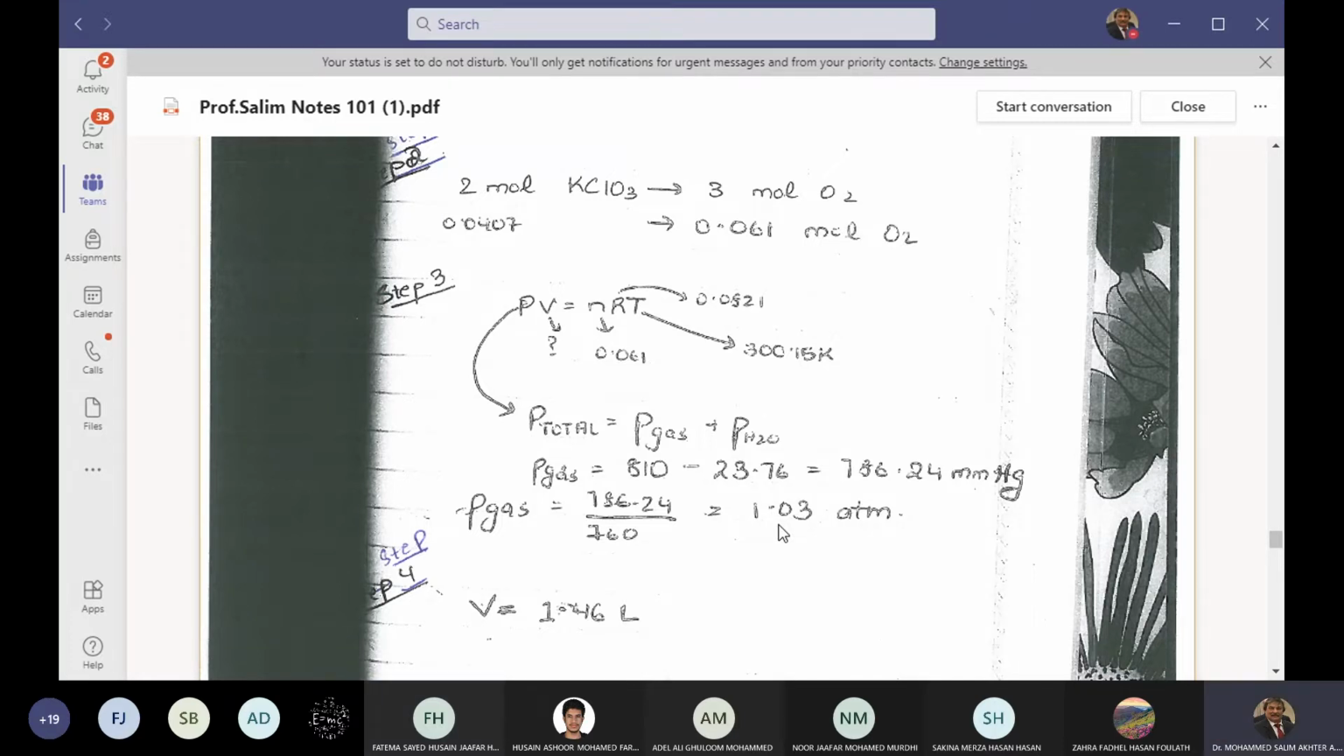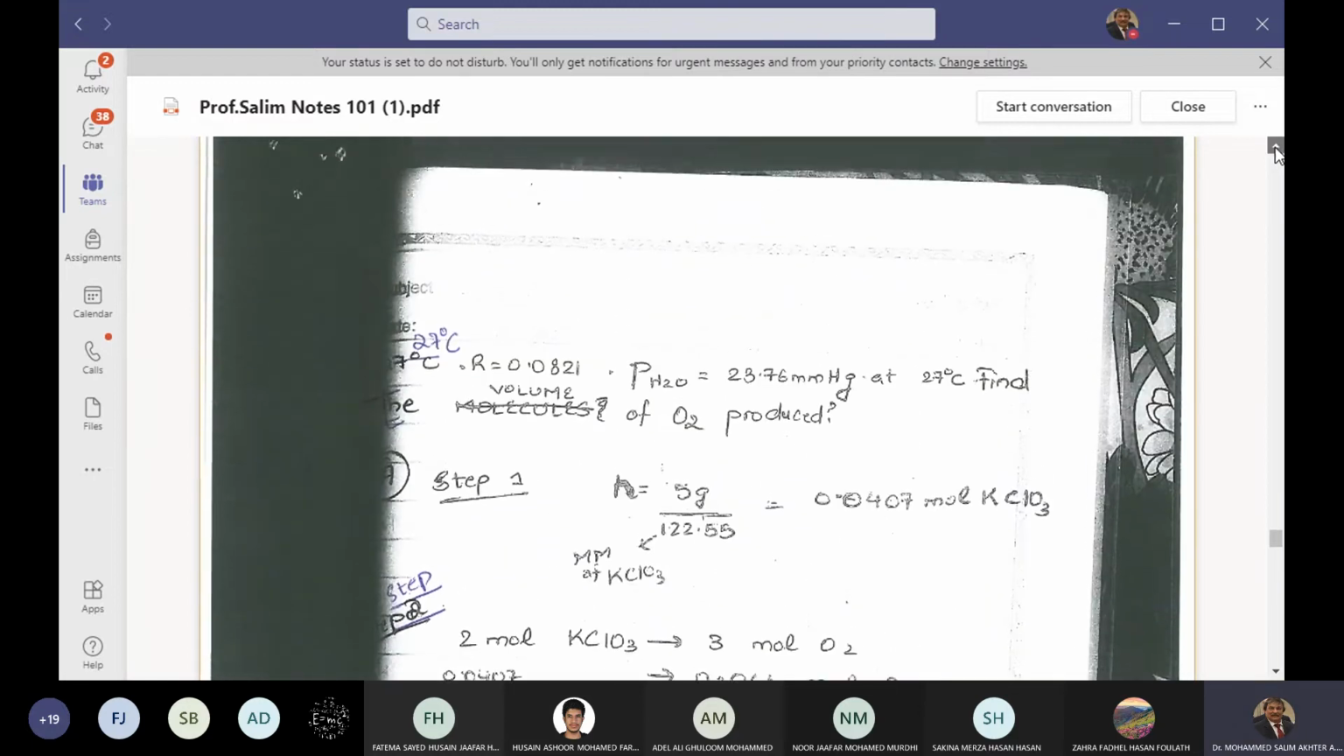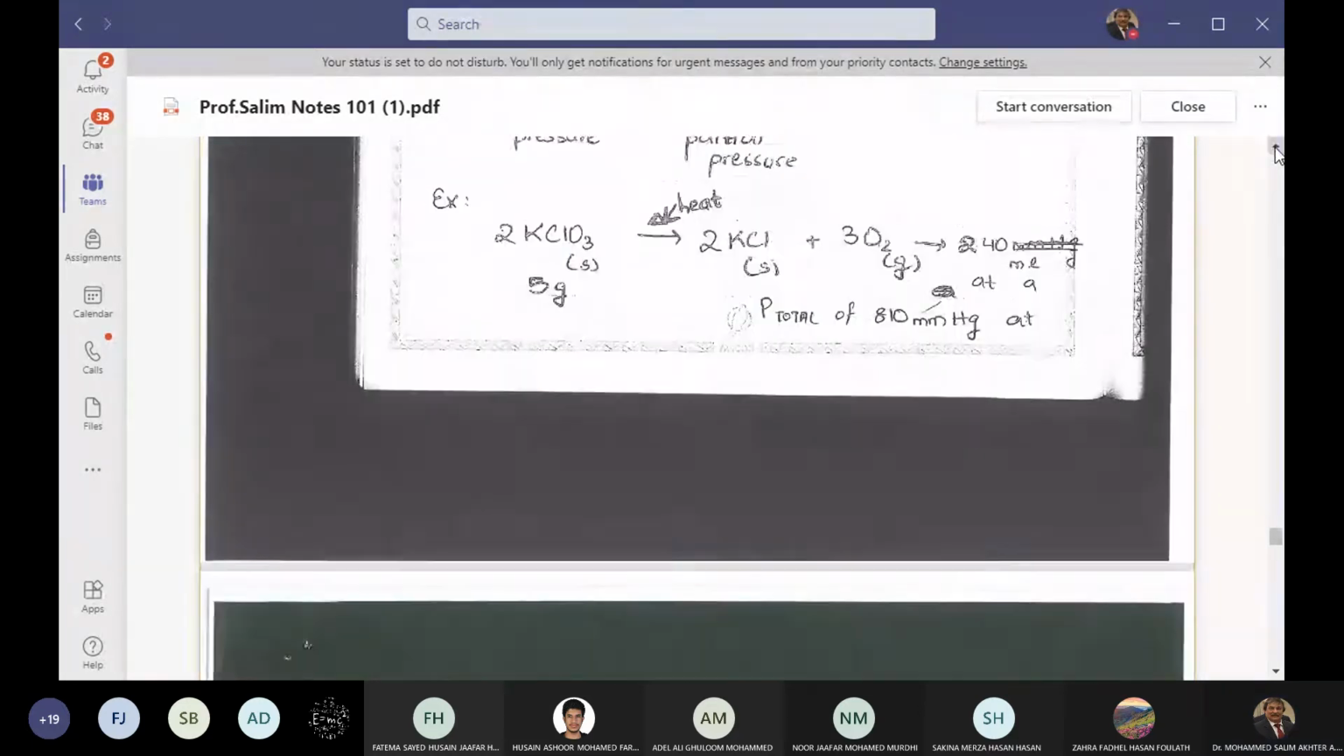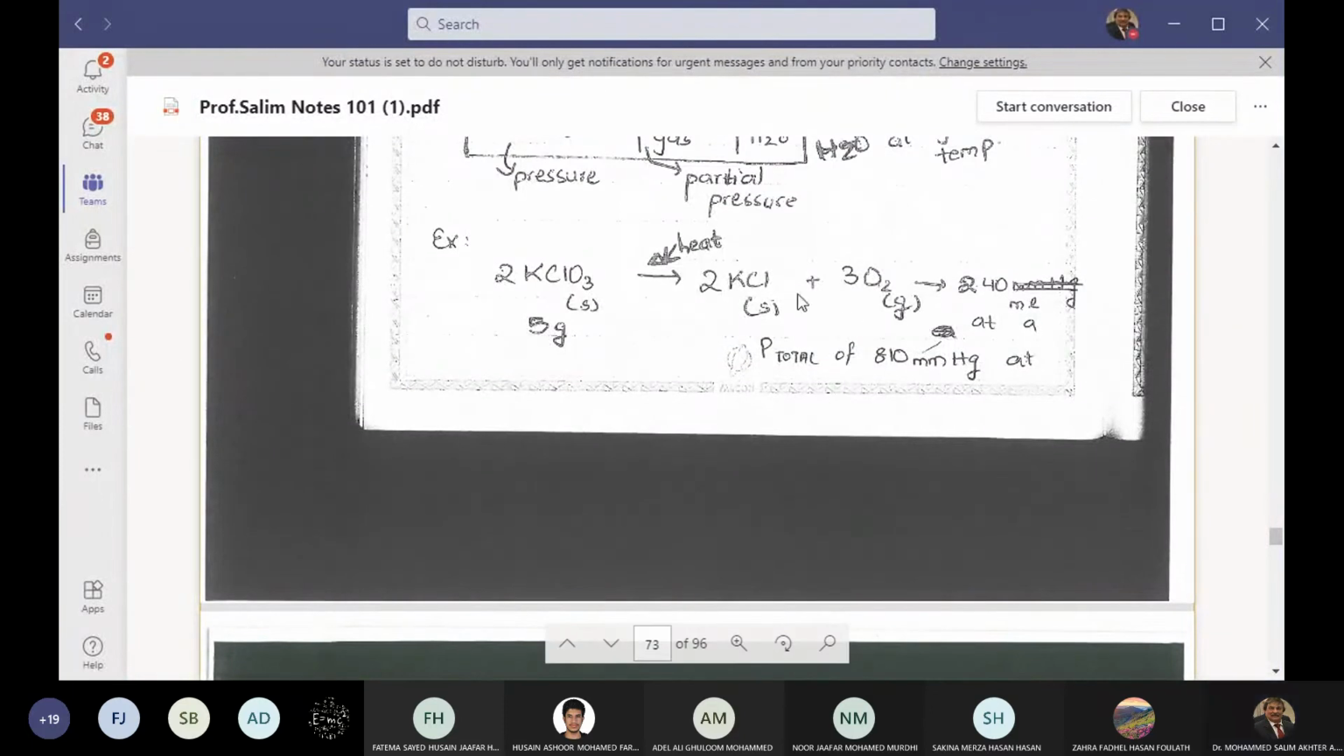Yes, doctor. From where did I get 810? I will go back. This is my equation. Did you cancel 2.40? Yes, doctor. Okay. So this is the equation at a P total of 810 millimeter mercury at 27 degrees C. Got it? Yes, yes, okay, doctor. Thank you.